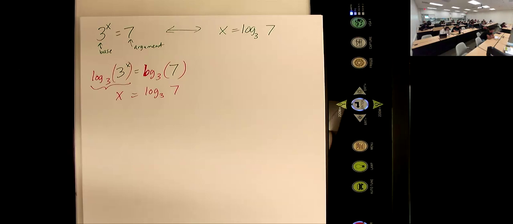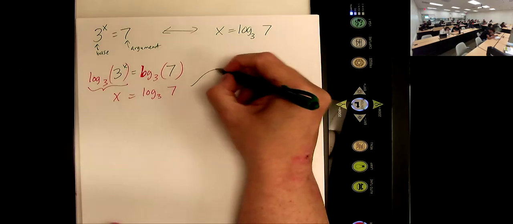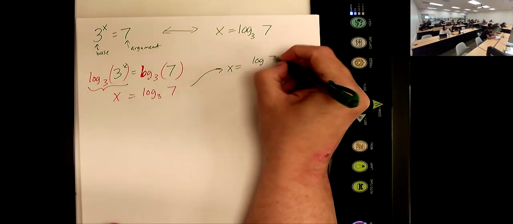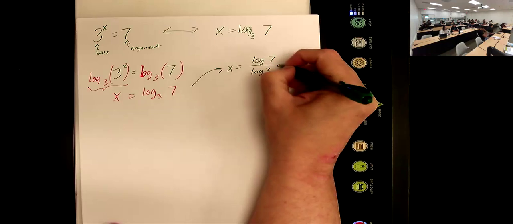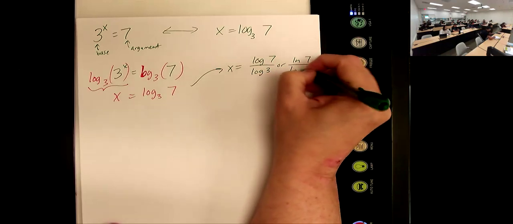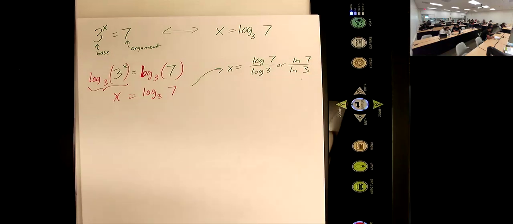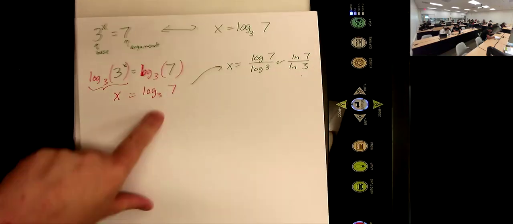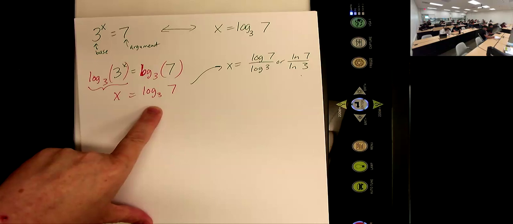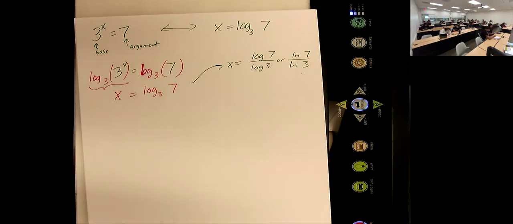That's an exact answer. If you need the actual value, like you're doing some engineering, you need to rewrite this as either log 7 over log 3 or ln of 7 over ln of 3, because these two options have calculator options. A lot of calculators don't have a calculator option for this. If you got an expensive calculator, it does. But just knowing the change of base formula, a simple calculator does this pretty quickly.